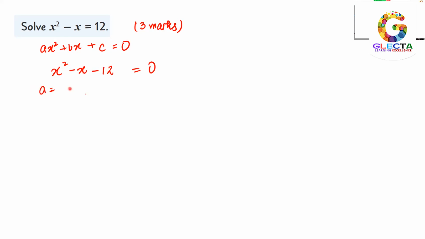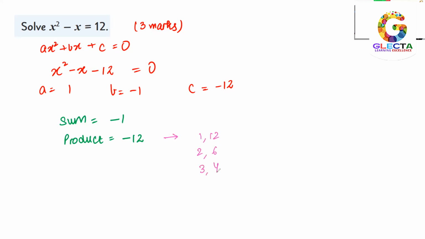Compare. A is 1, B is -1, C is -12. So you need a pair of numbers such that when you add them up, you get -1. When you multiply them up, you get -12. AC, that was the rule, right? Look at all the factors of 12. 1 times 12, 2 times 6, 3 times 4, right? There is no other factor. Only 3 and 4 have a difference of 1, right?